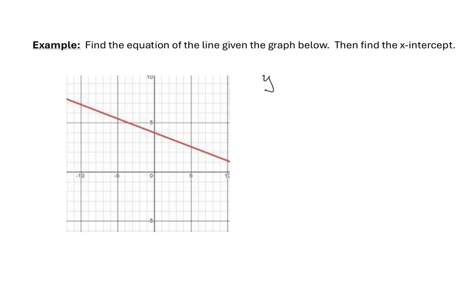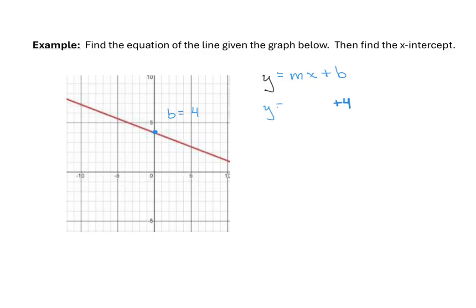My y-intercept is where it crosses the y-axis. And so we have a y-intercept of 4. And remember, this is going to be our b value. So if we have our slope-intercept form here, we can go ahead and plug in 4 for b.